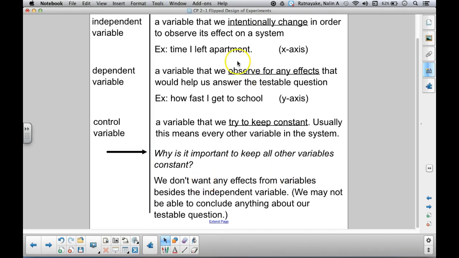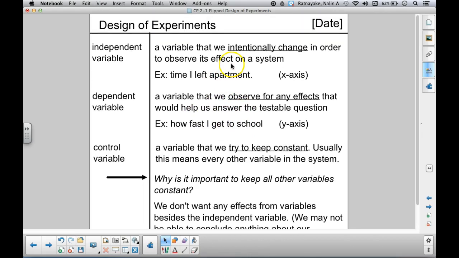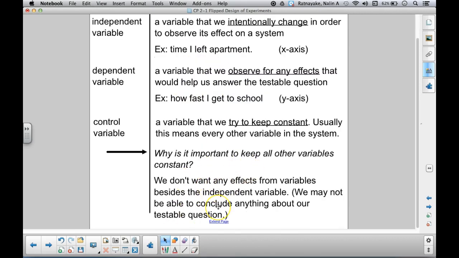Okay, again, if I changed the route that I took to school every time I left my apartment, I wouldn't really be testing for the effect of the time I left the apartment. There would be this other effect added in there. So that's why we want to keep control variables constant.